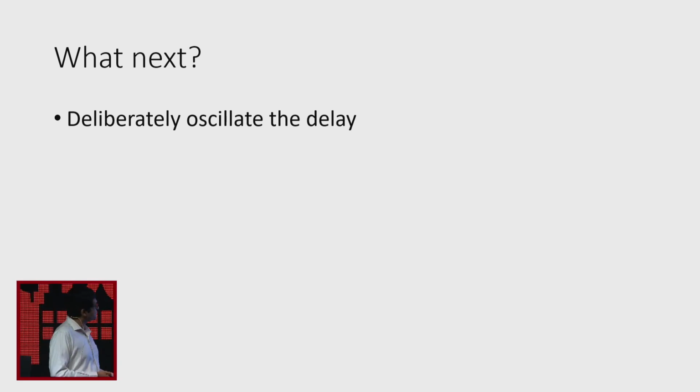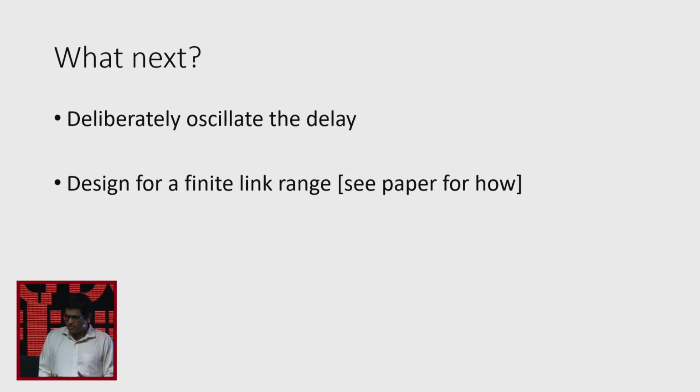So given this result, what do we do next? First is, of course, we could try to design algorithms that deliberately oscillate the queuing delay. We are not aware of any that exist, but we do believe that it exists. The second thing to do is that the entire problem came about because we tried to map a finite range of delays to an infinitely large range of link rates. So we could just stop doing that and design only for a finite link range.